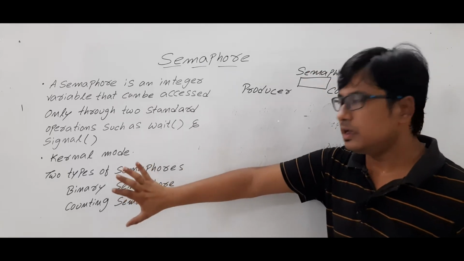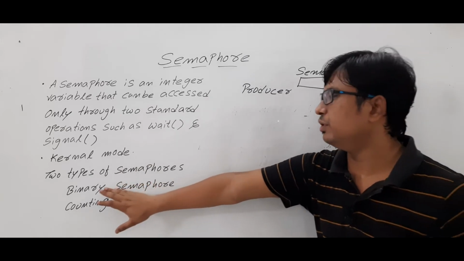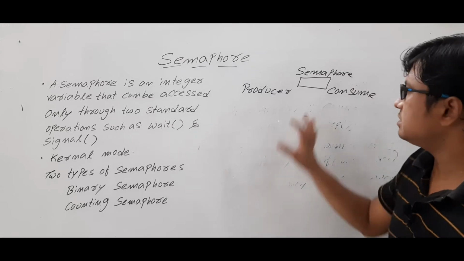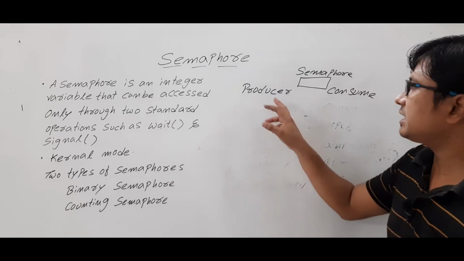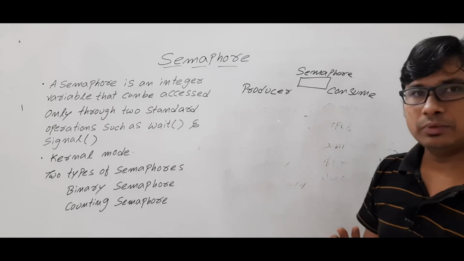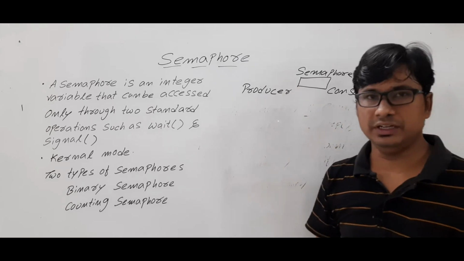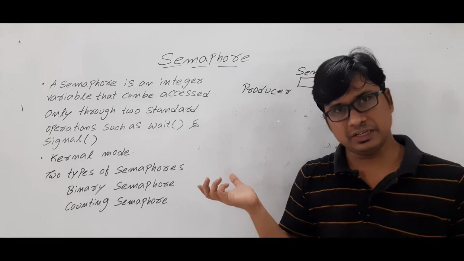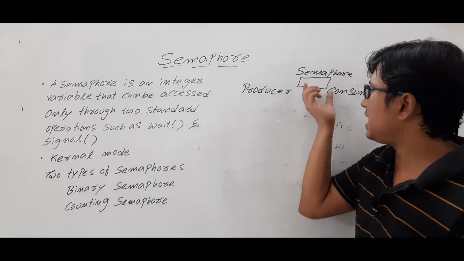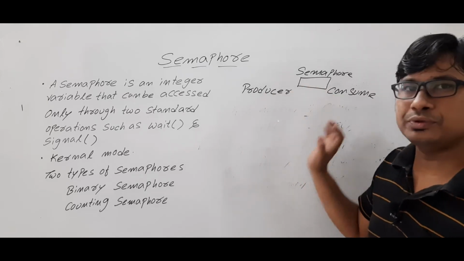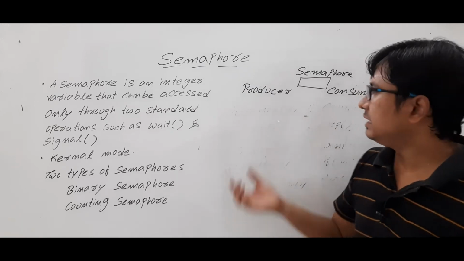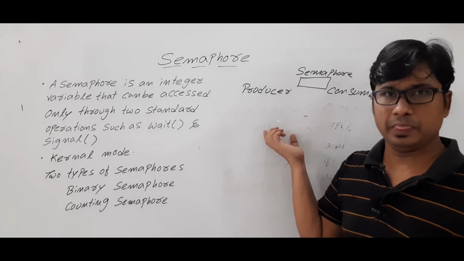I will discuss in detail how the semaphore will work when I discuss the binary semaphore and counting semaphore. For now, think that the semaphore is one variable that can be accessed by both the producer and consumer. Now it is nothing but a shared variable. Whenever there is a shared variable, obviously issues will come, because producer and consumer are cooperating processes. Now data inconsistency may come. Am I right or wrong?